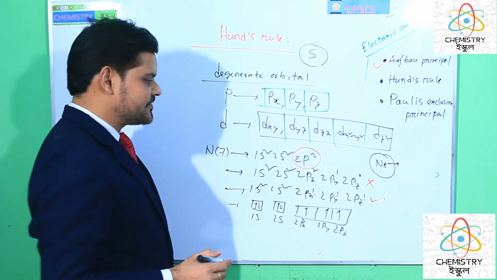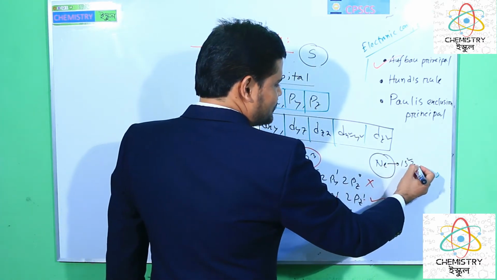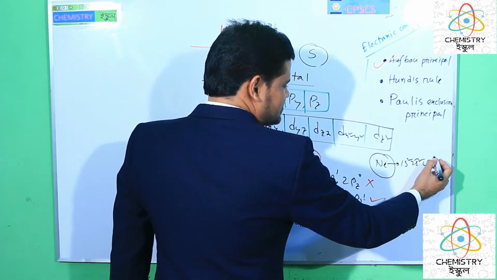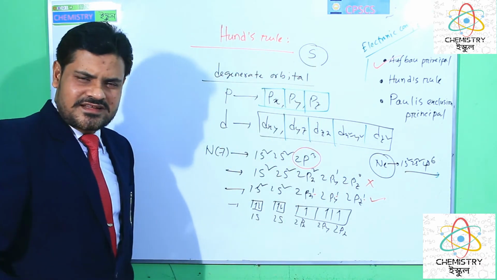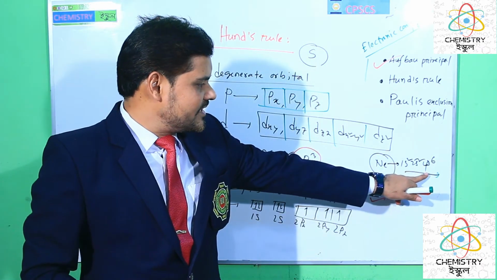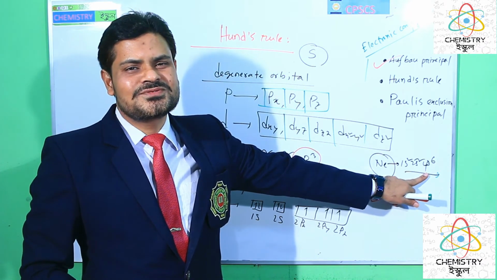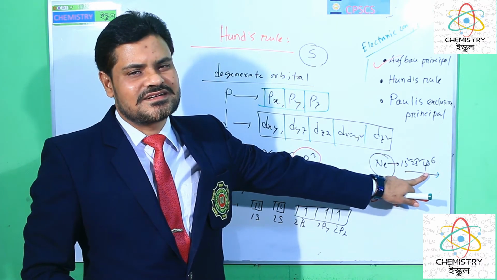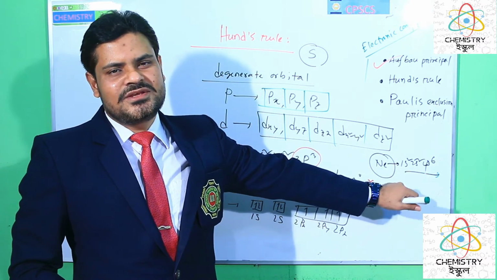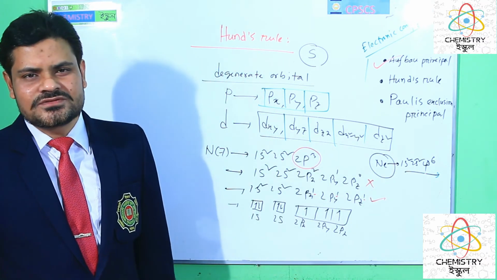Look at this. What is the electronic configuration of neon? 1s2, 2s2, 2p6. And here, each and every p orbital will fill up with electrons, and there is no maximum unpaired state here. That is why neon is also not applicable for Hund's rule.